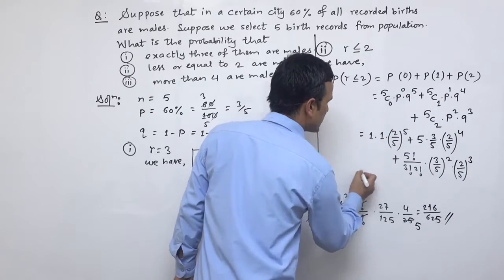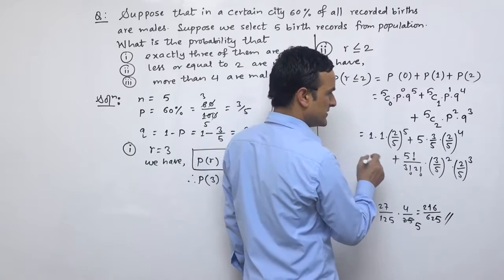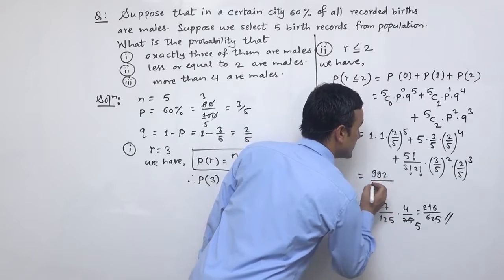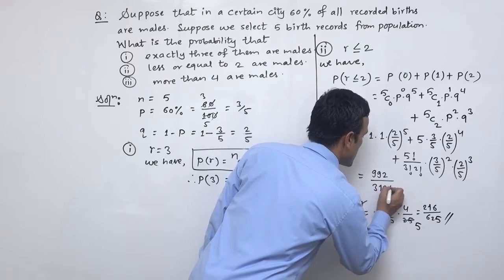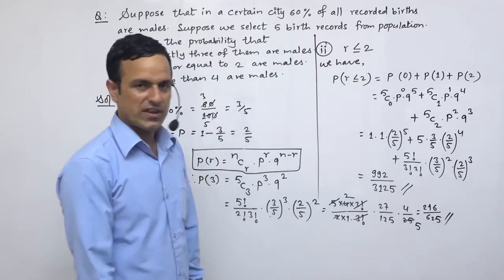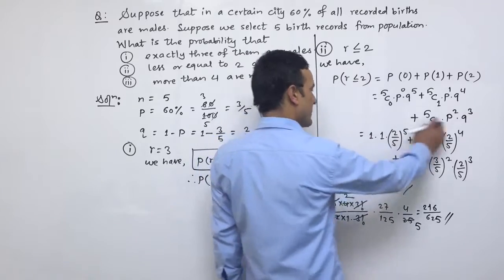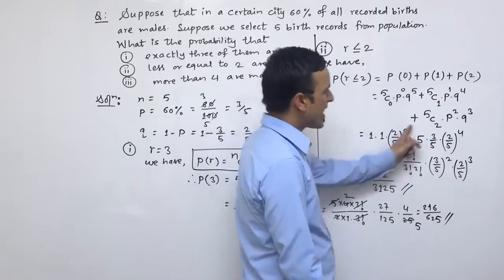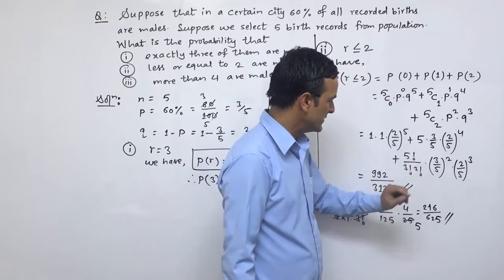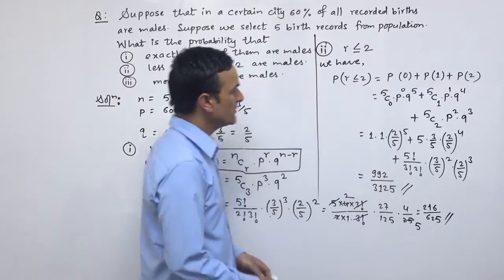So the final result, if you solve all the terms altogether, is 992 divided by 3125. This is the final answer. You can find it by using a calculator, or you can easily solve it. Remove the power and some numbers will be cancelled over here. So the factors you can cancel, and the last answer is this one.